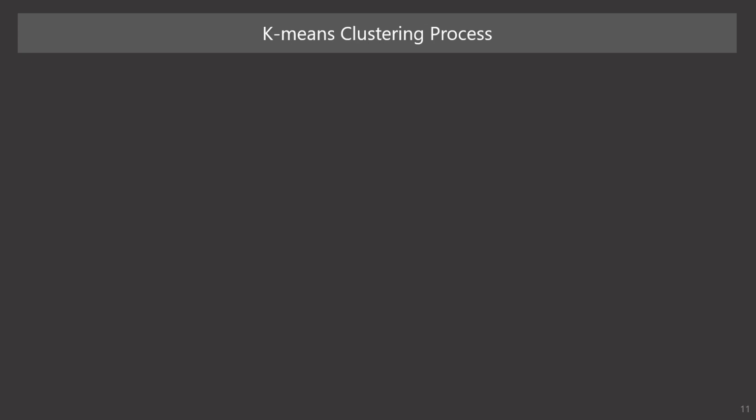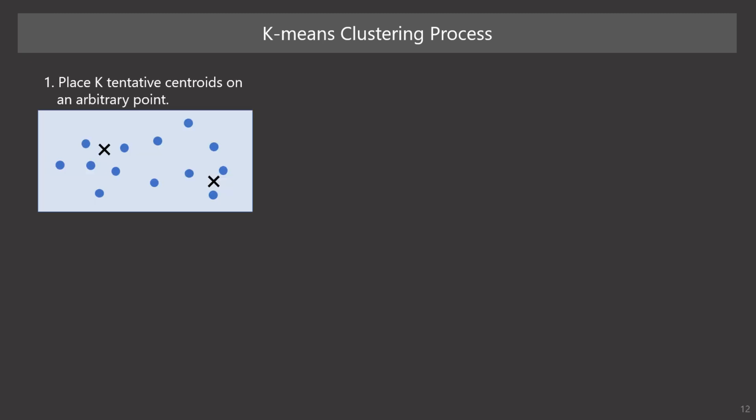Let's see the process of how the K-means algorithm identifies clusters. First, determine the number of clusters, K, and place K tentative centroids on an arbitrary spot. In this example, K is 2. How to determine K will be explained in the following slides. We can place the tentative centroids anywhere. We do not need to deliberate where we should place them.